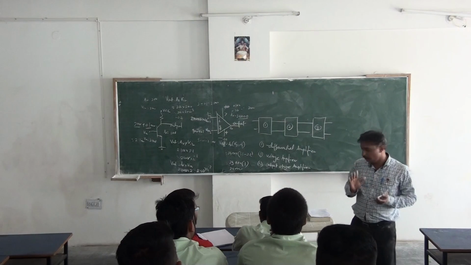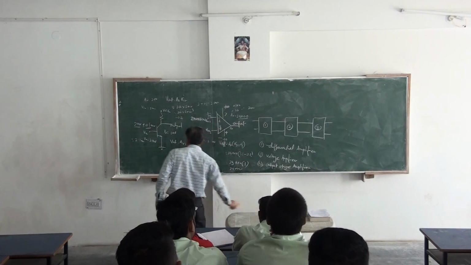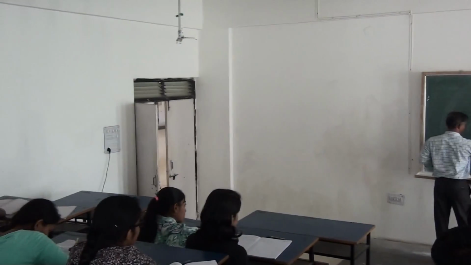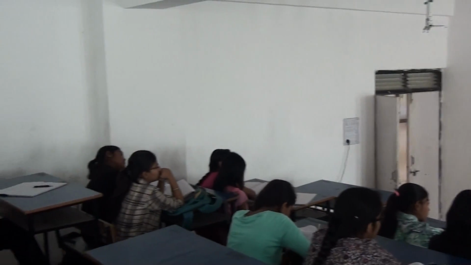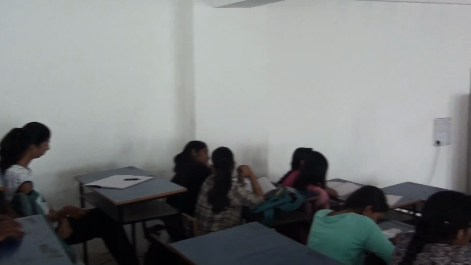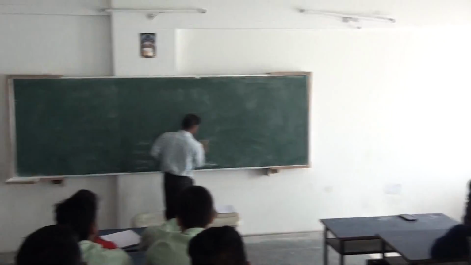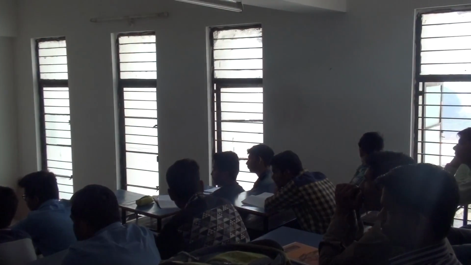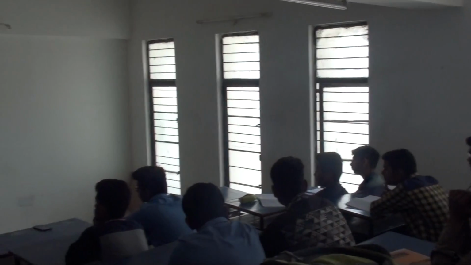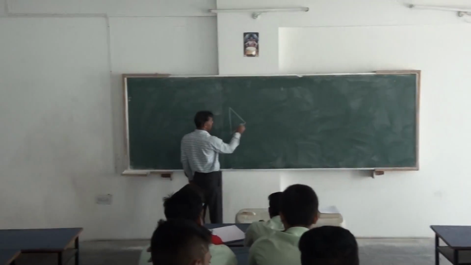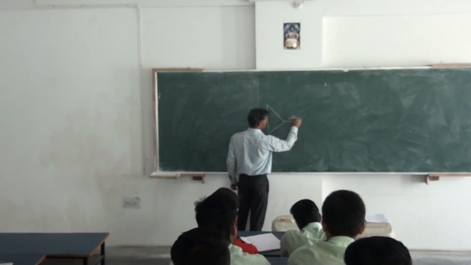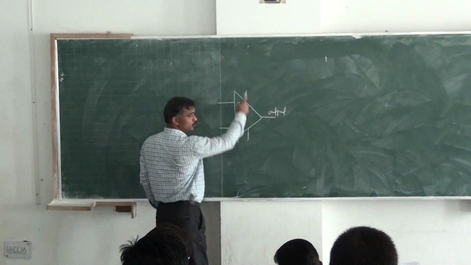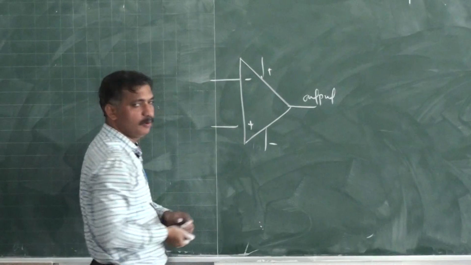Okay. The next one is we will discuss about inverting amplifier, non-inverting amplifier, and we will do some analysis for that. Let's say this is your op-amp. You are taking the output at this point. This is the inverting negative, this is positive, and these are two for biasing, positive and negative. These are for biasing purpose.